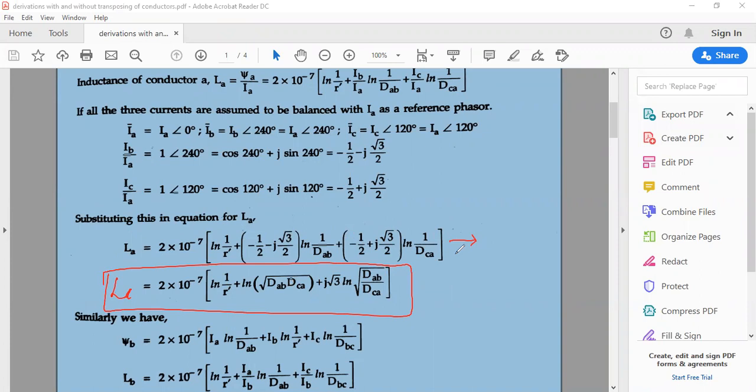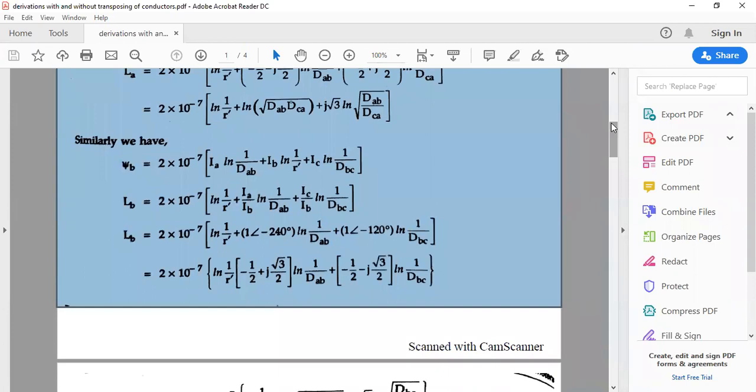Next, I need to do it for the remaining two phases. So how do I do it? I can do it in such a way that taking B as a reference, I'll be getting phi B. This is phi B and this is LB that is present. And again, I have IA by IB and IC by IB. I can get this equation.